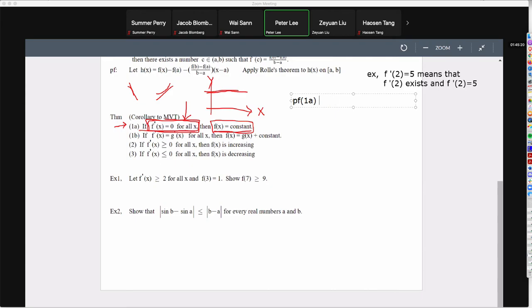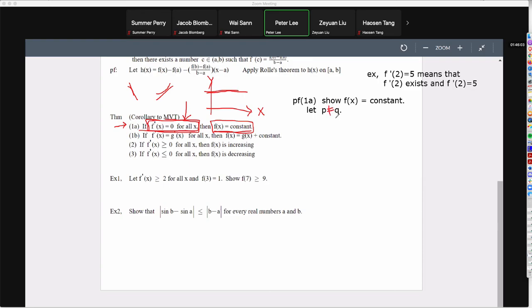So what do we show? Show f of x is equal to a constant. How do you show this? Let's instead of A and B, since I used A and B for all these endpoints here, let me change the letters. Let me pick two numbers P and Q, where the two points are not the same.